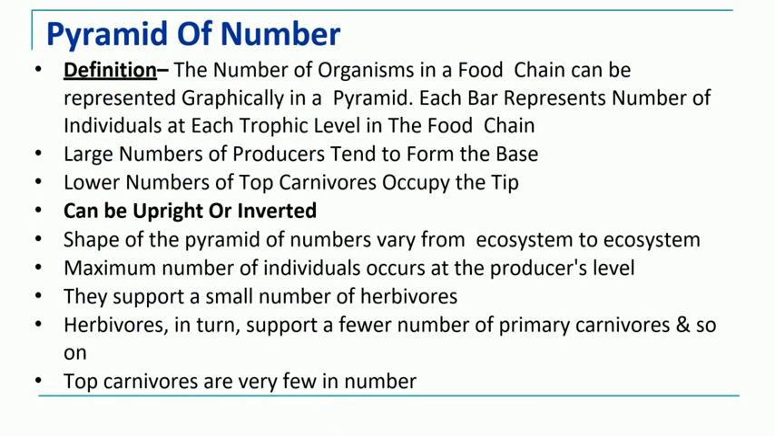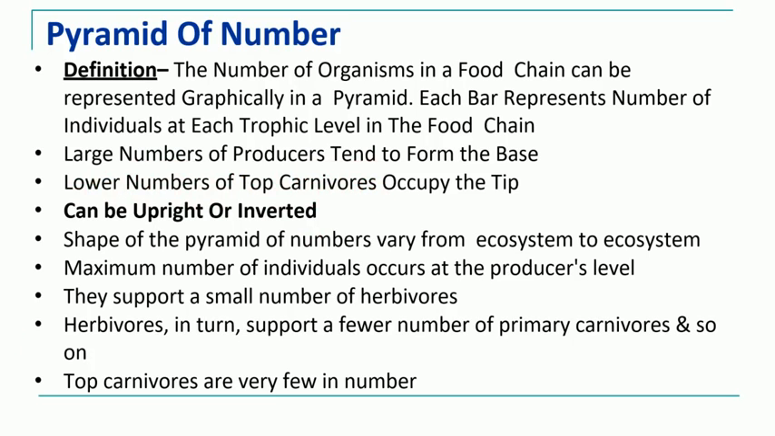By definition, the pyramid of number means the number of organisms in a food chain which can be represented graphically in the form of a pyramid. In the last diagram we have seen that there were different bars and each bar represents the number of individuals at each trophic level of the food chain. We have seen that there is a large number of organisms at the base, those are called producers, and there are lower numbers of organisms at the higher trophic level, which are the carnivores.